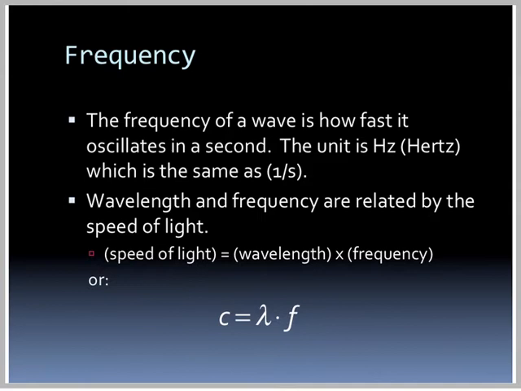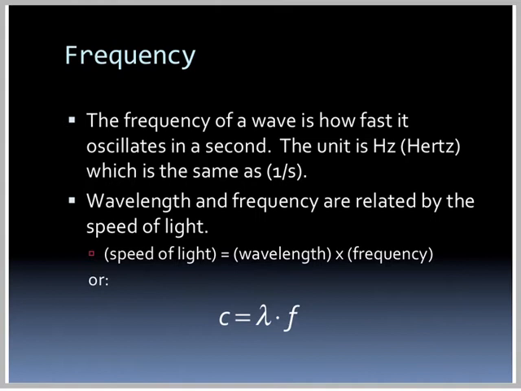Now the frequency of a wave is how fast it oscillates in a second. And the unit is a hertz, which is the same as 1 over a second. So something that has a frequency of, say, 3 hertz means that it is going to pulse 3 times a second.